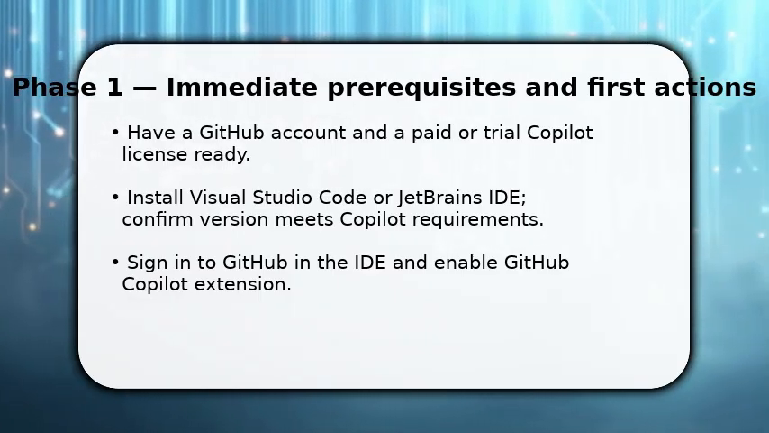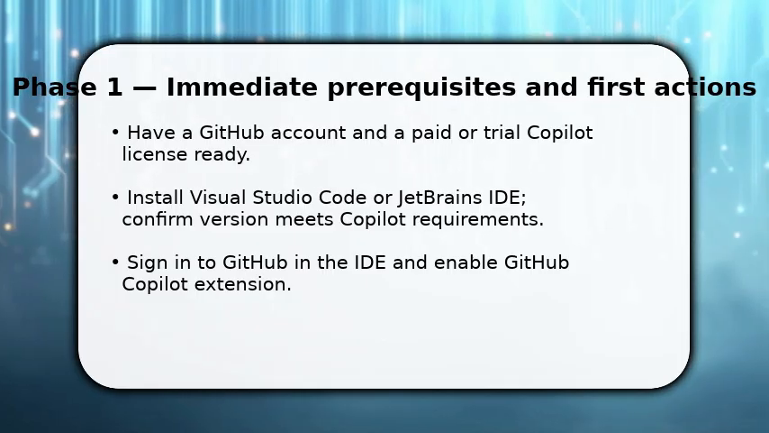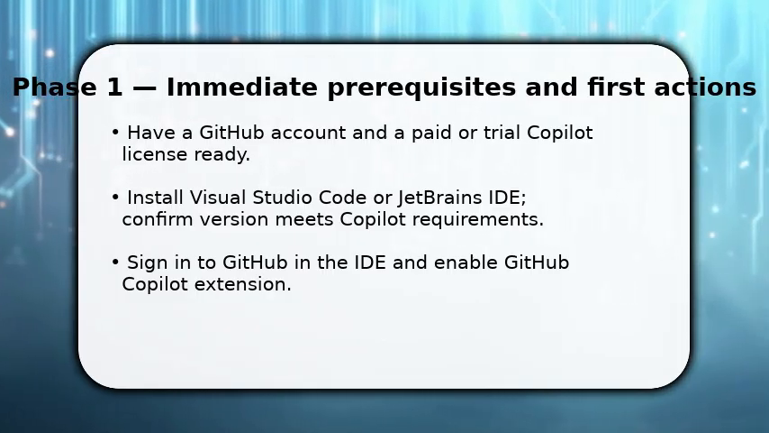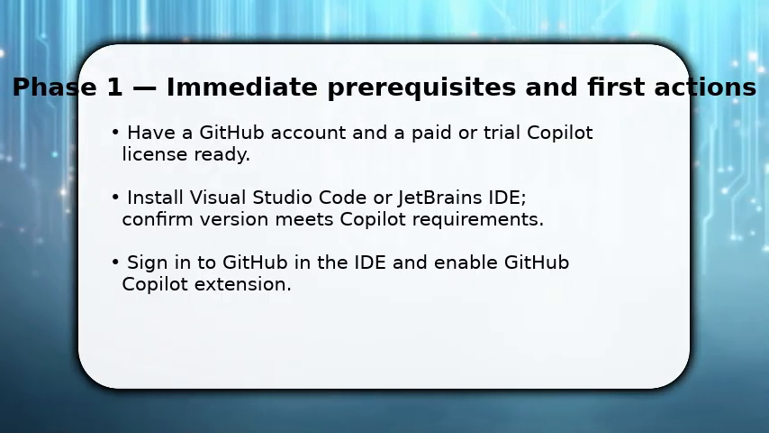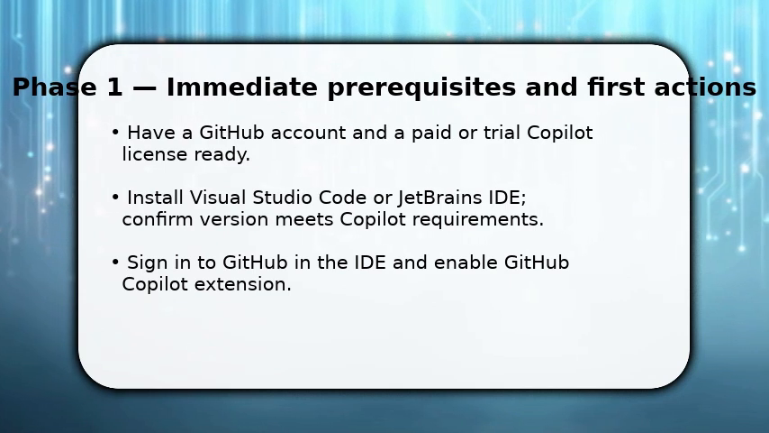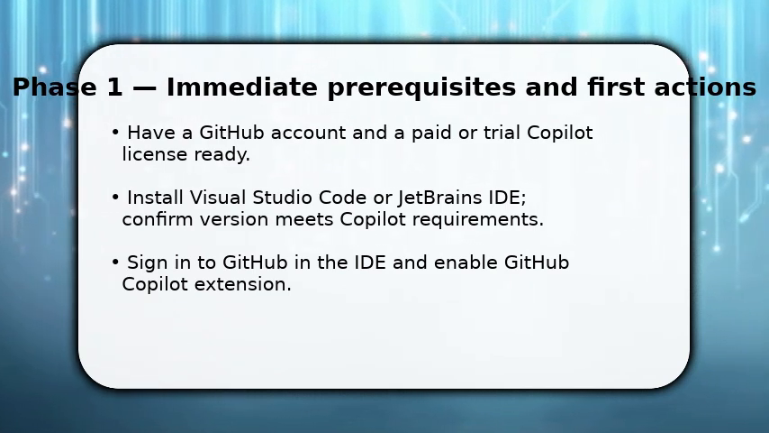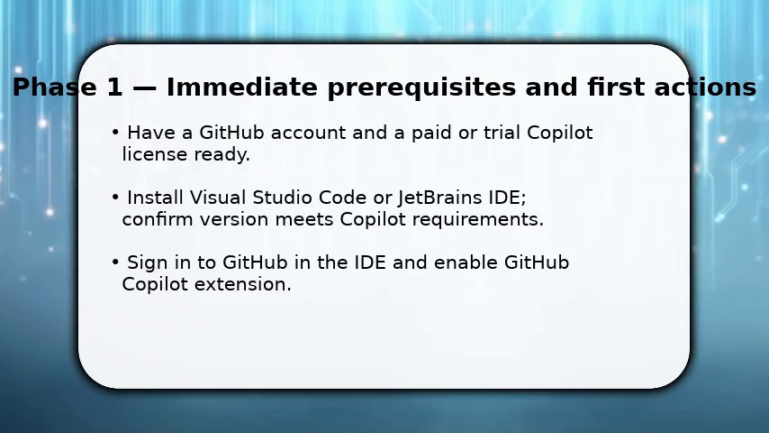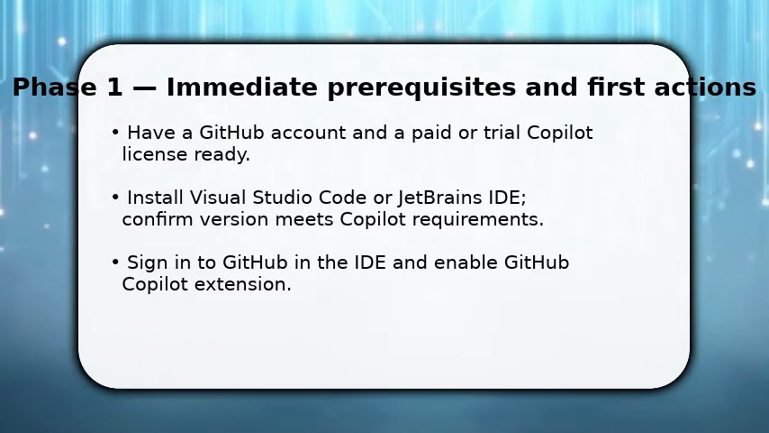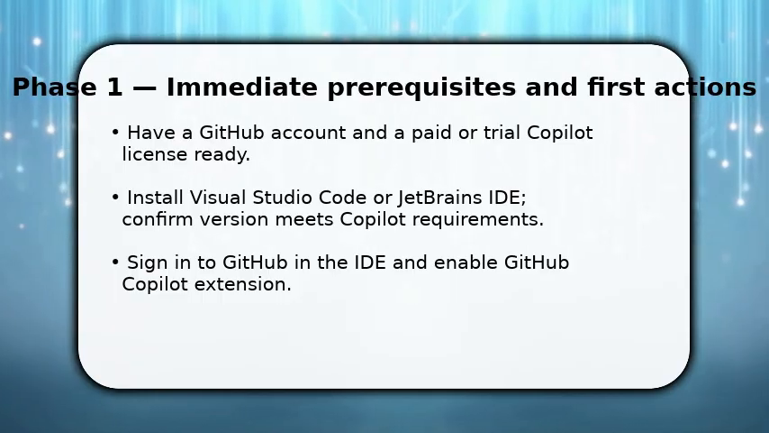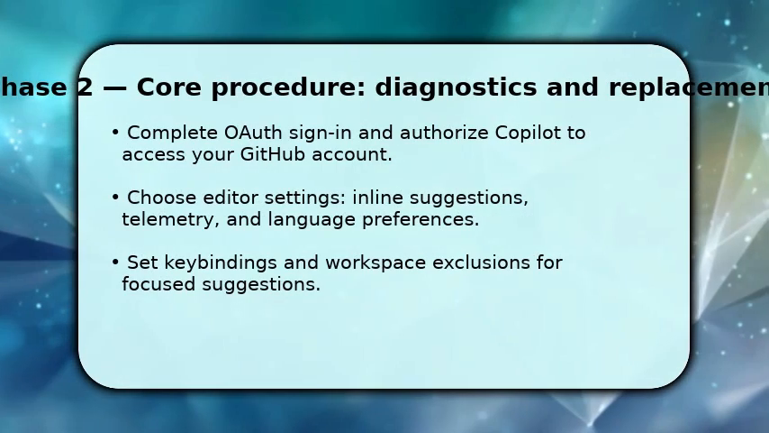Once done, sign in using your GitHub credentials inside the IDE so the extension can verify subscription and permissions. Make sure to allow the OAuth prompts. This step links Copilot to your account, which is why it must be completed before you request suggestions. After sign-in, you authorize Copilot to access your account. This enables authentication tokens and usage tracking.